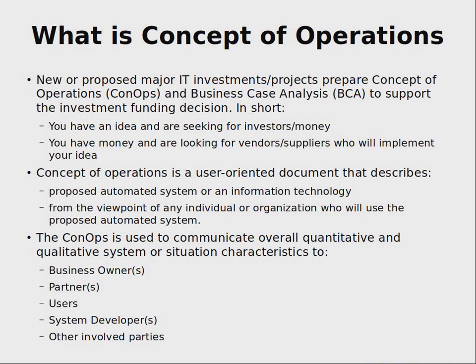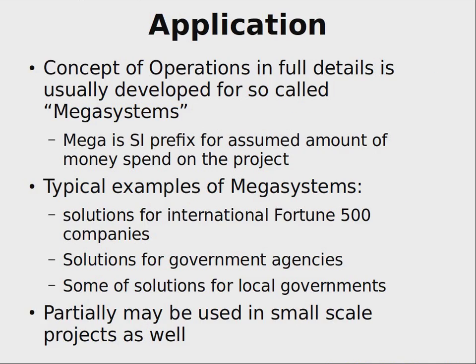Then if you go in more details, they may talk about particular users who will actually use this system, because if business owner is organization, of course this software is not used by organizations. This software is used by persons inside this organization. And then it may touch also system developers. For example, they may be interested how exactly it should be developed, etc. And there may be other involved parties in this.